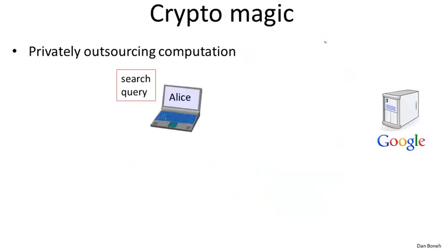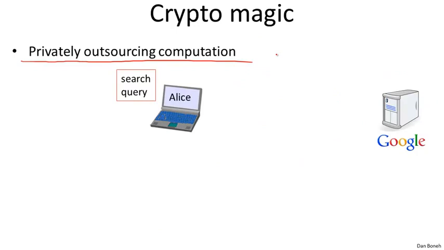Now, there are some applications of cryptography that I can't classify in any other way other than to say that they're purely magical. Let me give you two examples of that. The first is what's called privately outsourcing computation. I'll give you an example of a Google search to illustrate the point. Imagine Alice has a search query that she wants to issue.